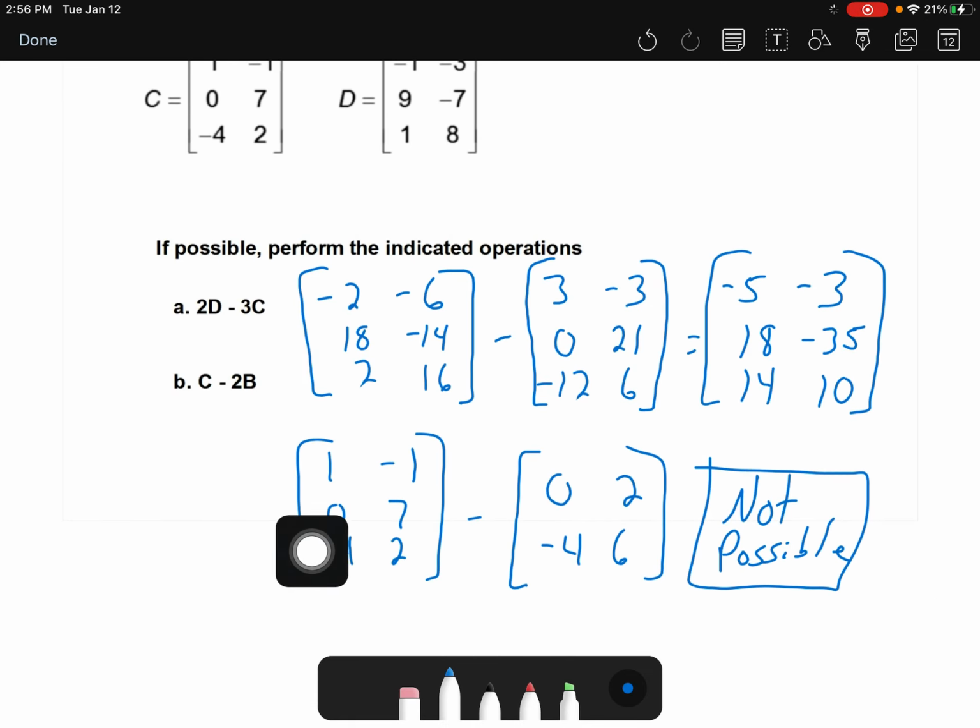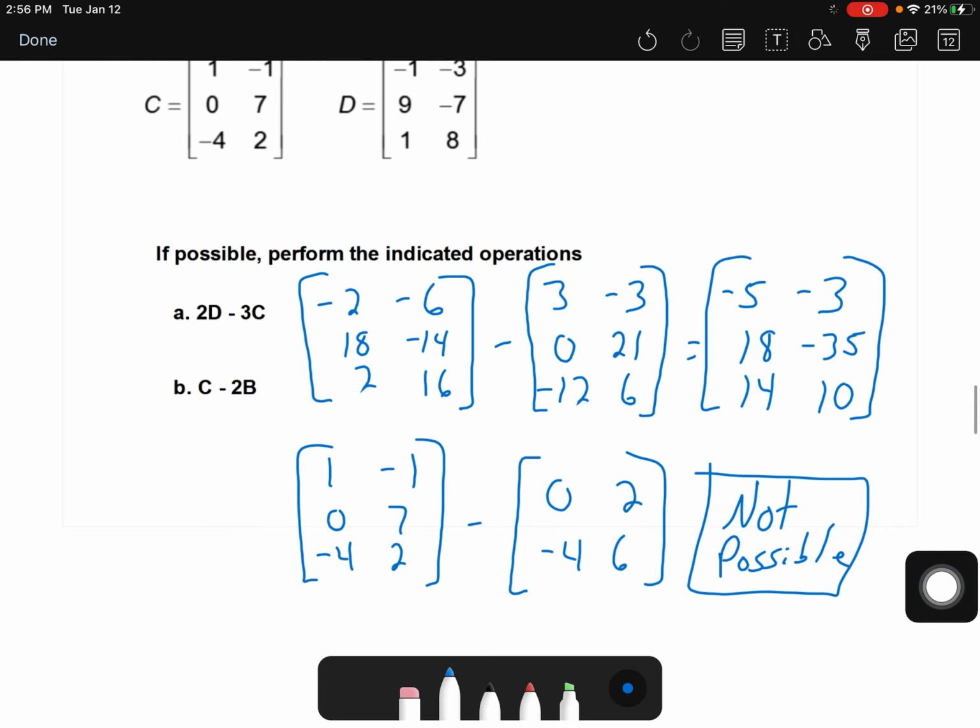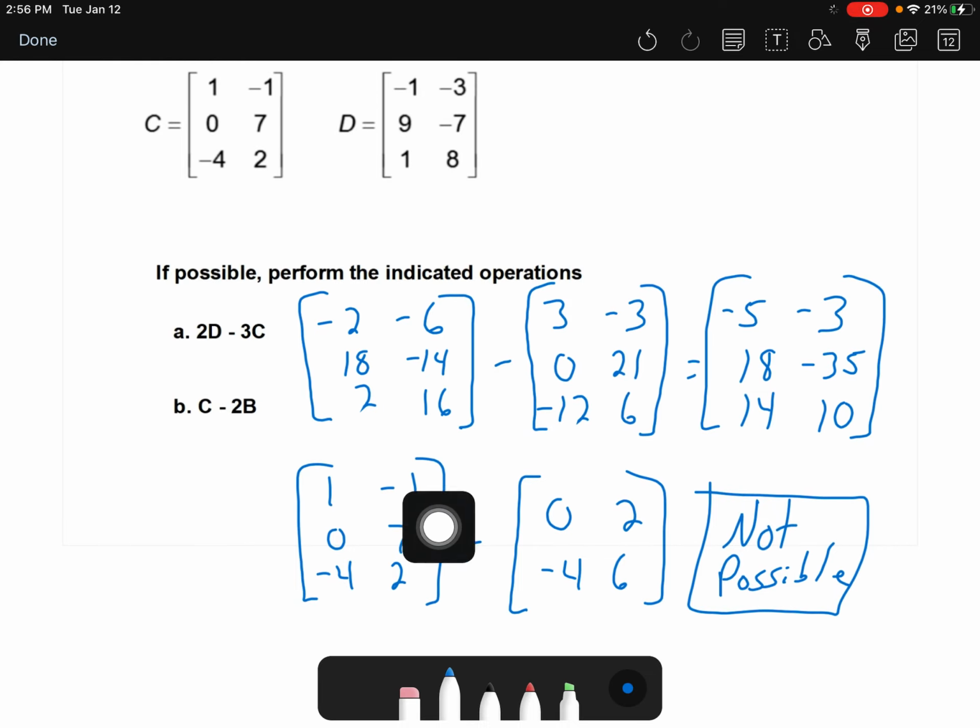And for part B, I'm taking C minus 2B, and what happens here, I wrote out C and I doubled everything in B, but the dimensions are not equal. You have a 3 by 2 minus a 2 by 2. This is not possible, or it might say undefined.